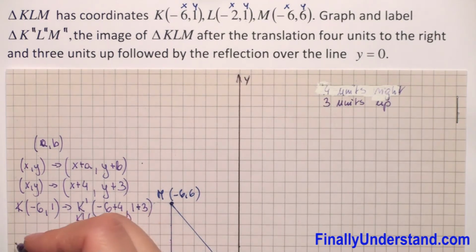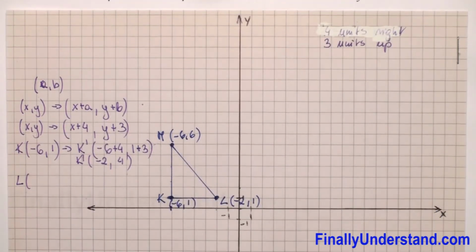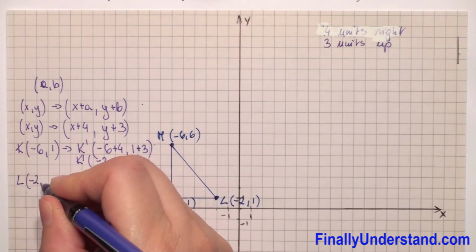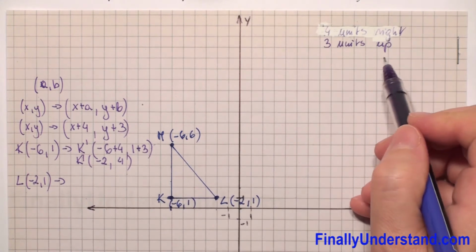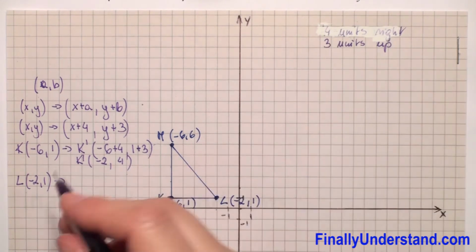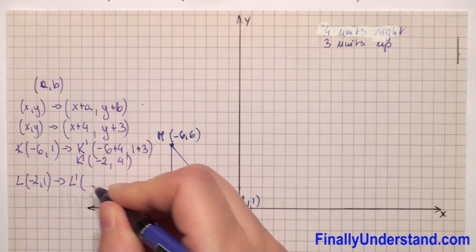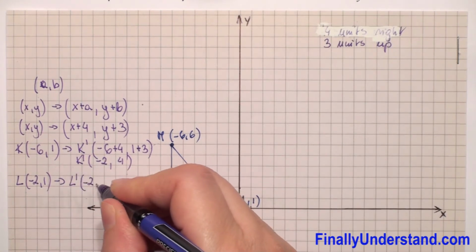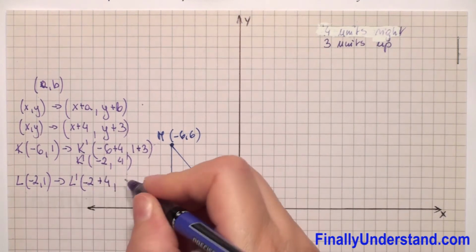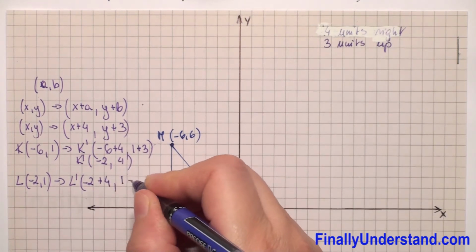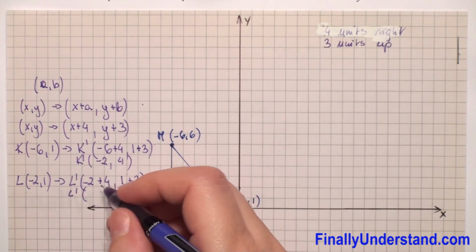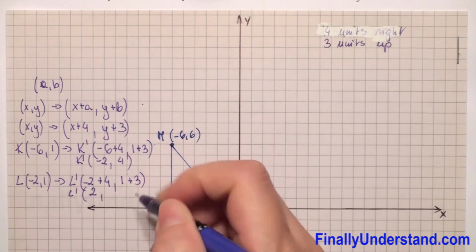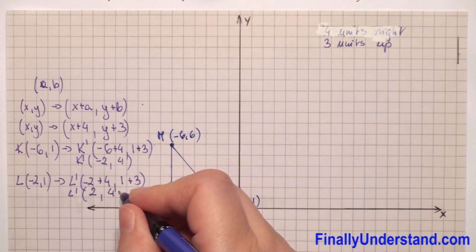Now we have to move our point L, coordinates (-2, 1). Like I said, when we move right or up, we add these units. So L prime will be negative 2 plus 4, and the y coordinate will be 1 plus 3. So L prime has coordinates: negative 2 plus 4 is 2, and 1 plus 3 is 4.